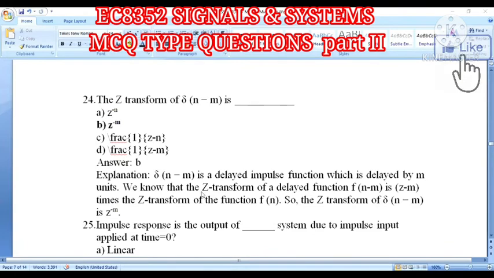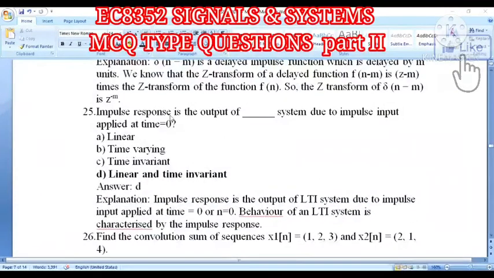So when you take the z transform of a delayed function, we get z power minus m times the z transform of f of n. So the z transform of delta of n minus m is z power minus m. Now your function is delayed by m units here, so z to the power of minus m is the correct answer. Am I clear? Next question.